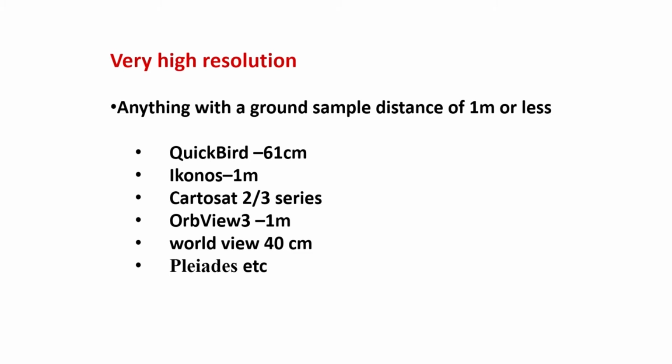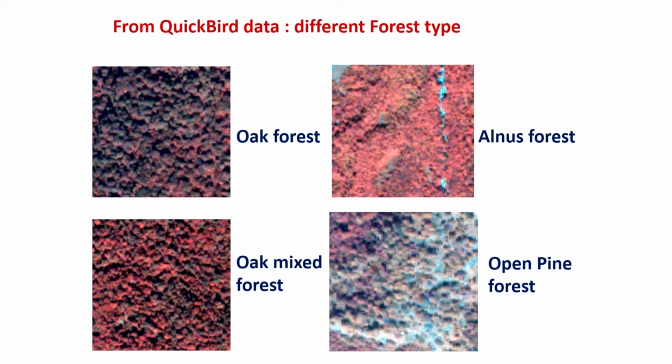So these are some of the satellites. India's Cartosat-2/3 is 80 centimeters, and across the world it's 40 centimeters. So you can see the difference in the object itself, the feature itself, as the resolution changes. This is an oak forest, Alnus forest, oak mixed and oak pine, how they appear on the satellite data sets.